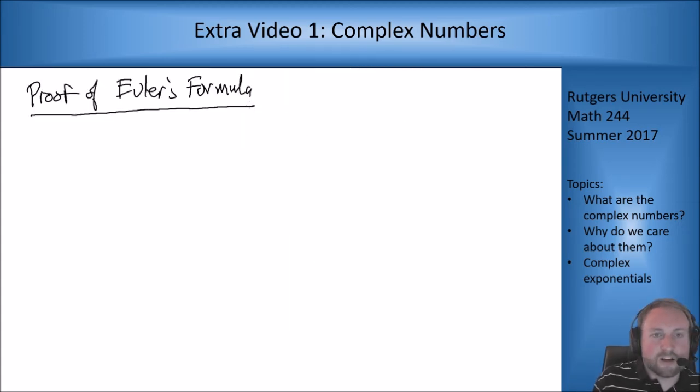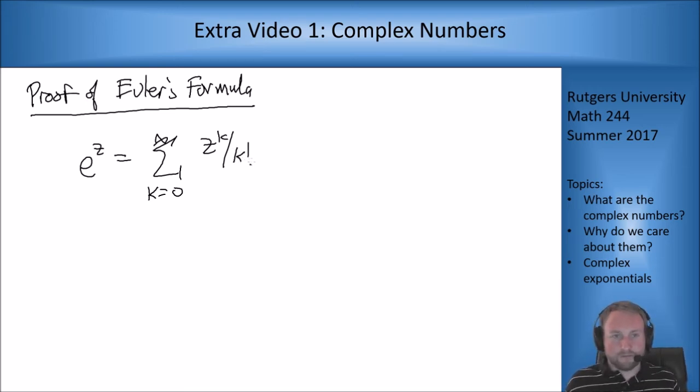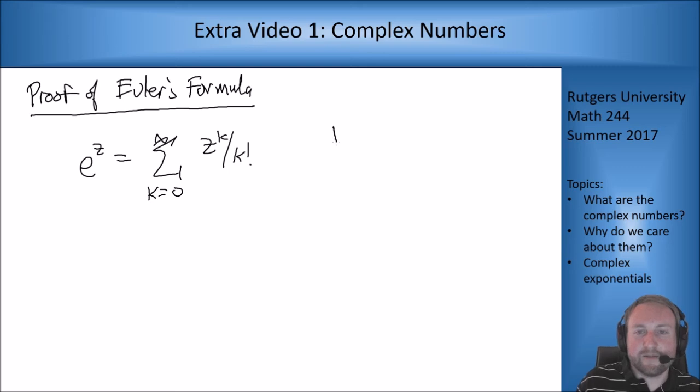All right, so Euler's formula. I'm going to need power series. So what is the power series of e to the z? This is just the sum from k equals 0 up to infinity of z to the k over k factorial. All right, that is the power series for e. So now what I want to do is plug in z equals i times mu.